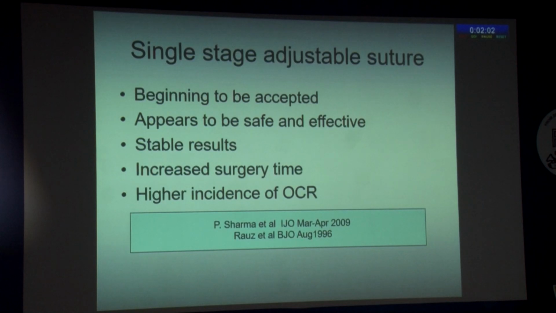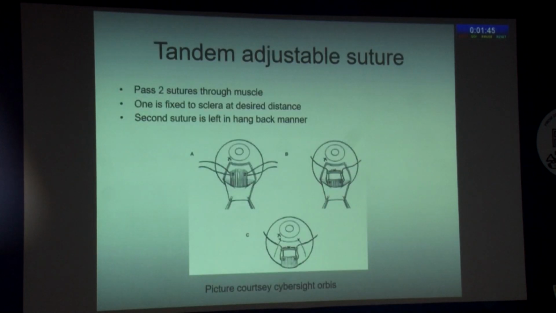Dr. Sharma, who is here, has reported good results with single stage adjustable, and it probably is something which you should consider in adults, although they have reported a slightly higher incidence of OSR. If you're a new surgeon, is adjustable for you? Yes, you can use a tandem adjustable suture.